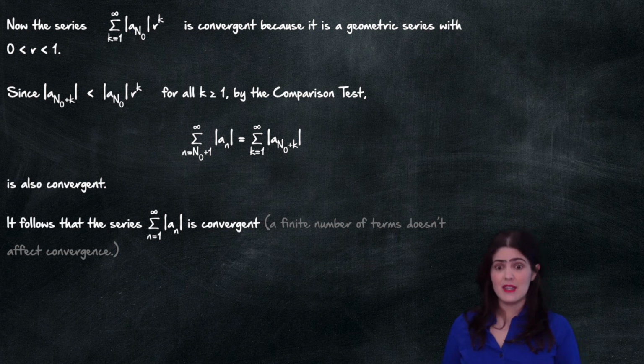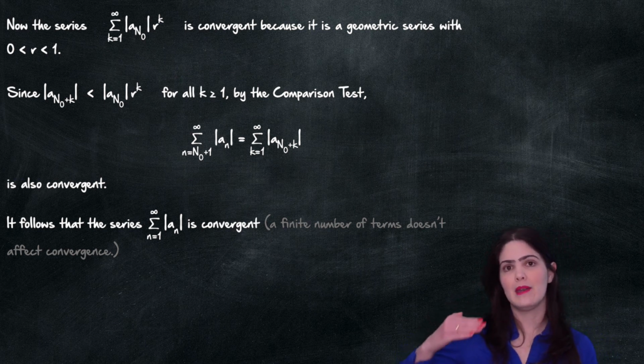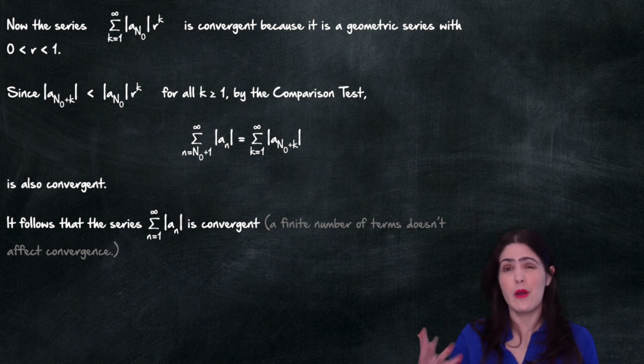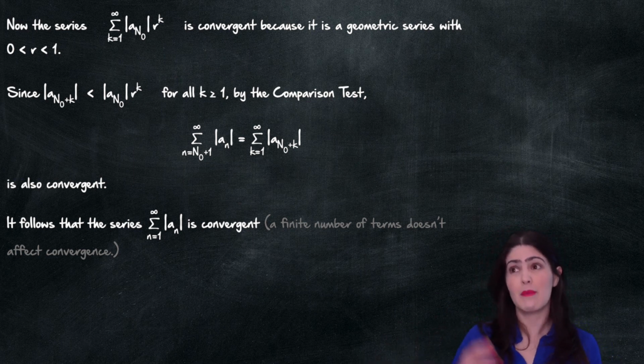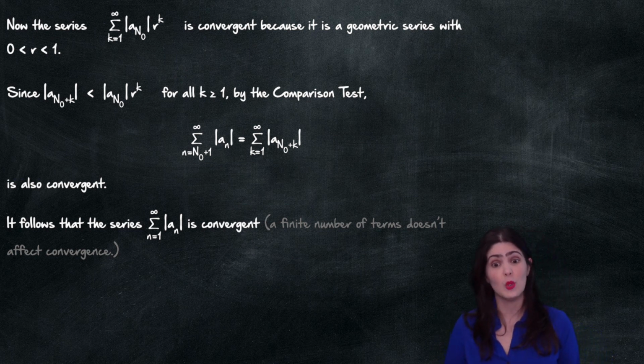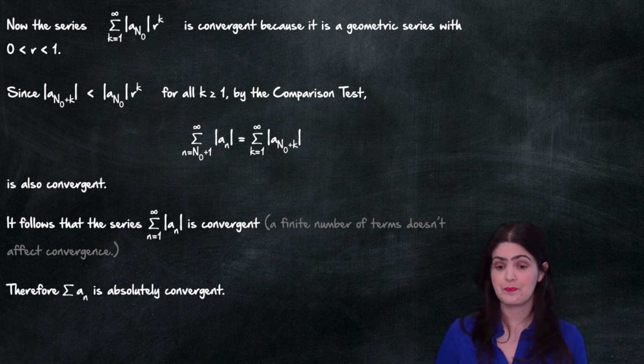Then my series, the absolute value of a_n, is convergent, because remember that a finite number of terms doesn't affect convergence. So here we're summing starting from n0 plus 1 versus summing starting from 1. But as I said, I'm just throwing away n0 terms, a finite number of terms. So that doesn't affect convergence at all. And that's how we know that my series of a_n is absolutely convergent.